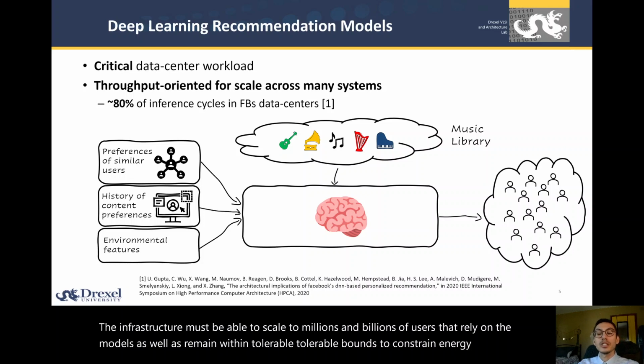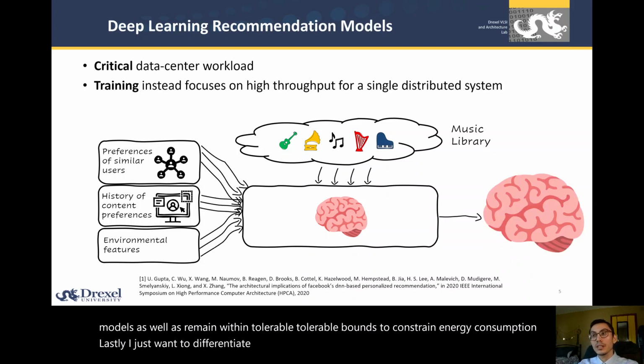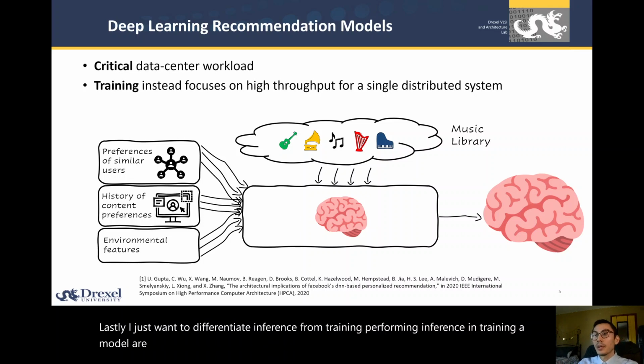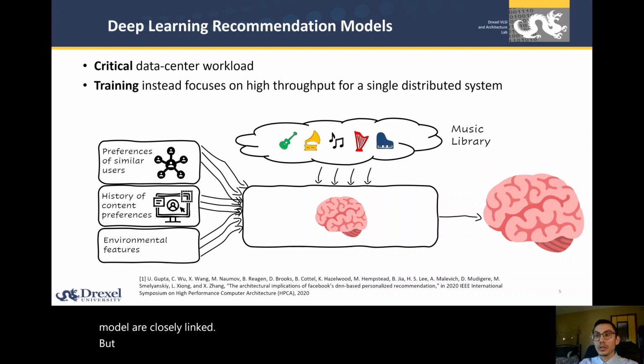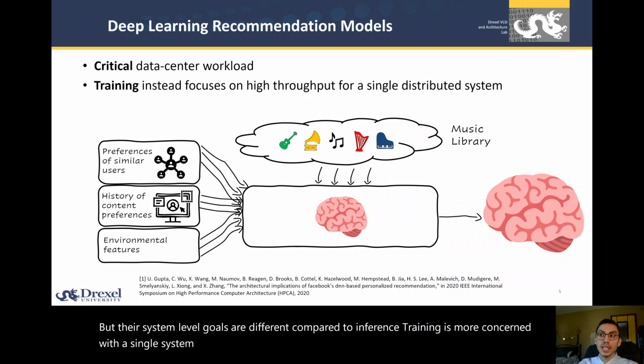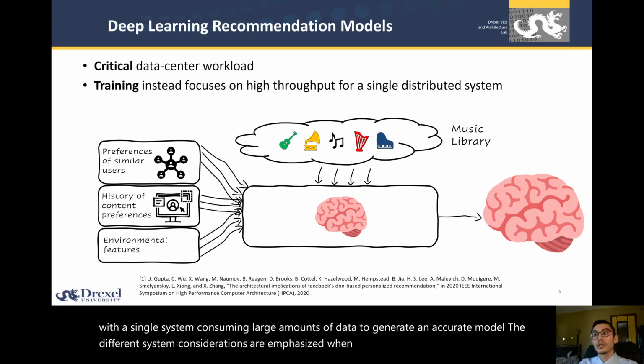Lastly, I just want to differentiate inference from training. Performing inference and training a model are closely linked, but their system-level goals are different. Compared to inference, training is more concerned with a single system consuming large amounts of data to generate an accurate model. The different system considerations are emphasized when discussing distributed training versus distributed inference.